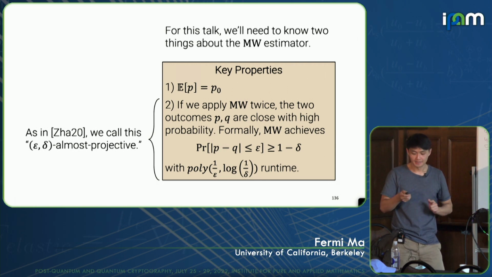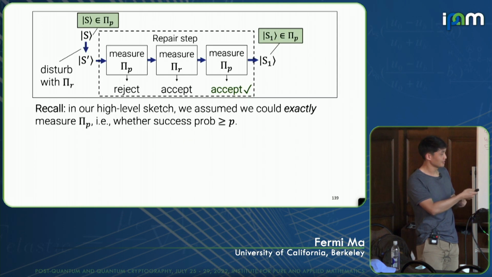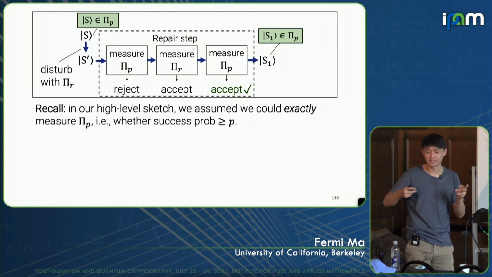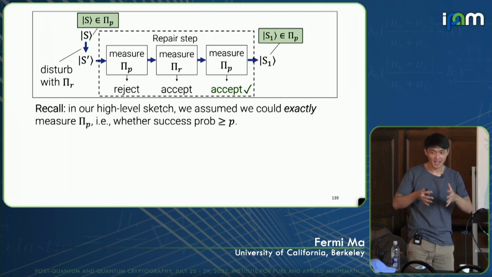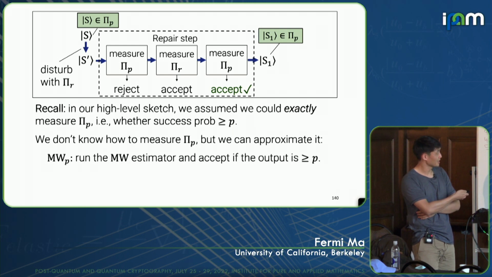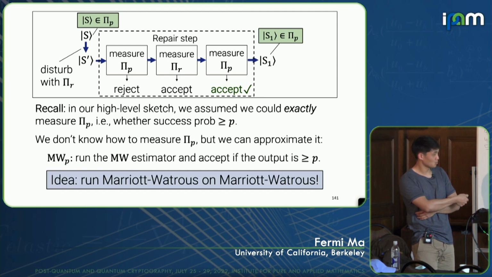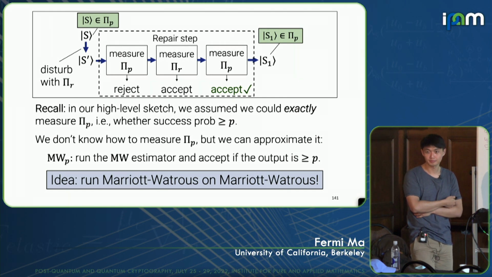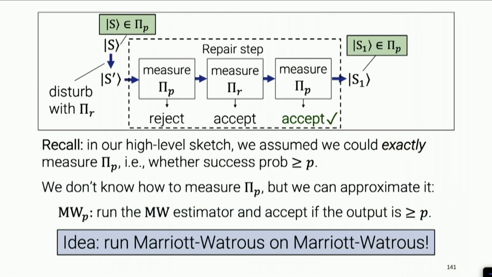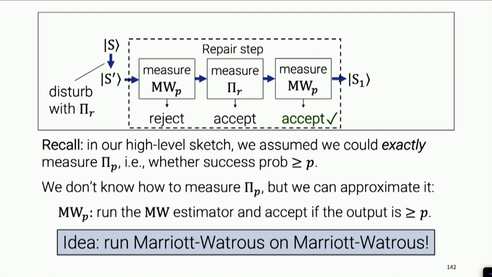Okay? Now, for my repair procedure, it's not enough to think about this Marriott-Waters procedure that outputs some arbitrary value between 0 and 1. I really want something that just says, am I good enough or am I not? So I define this binary version, this threshold version, MWP, right? This is: run the Marriott-Waters estimator and output 1 if the estimate is at least p. And I'm saying this MWP is the thing that really should be a projective measurement for this template, right? Because these were supposed to be projections alternating back and forth when I analyze the termination.